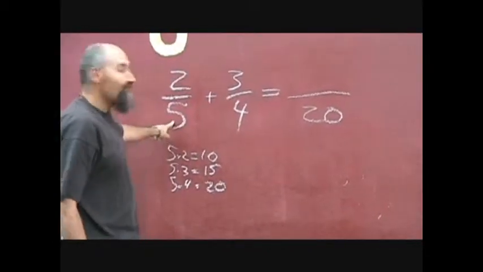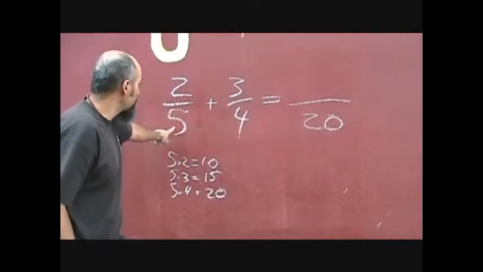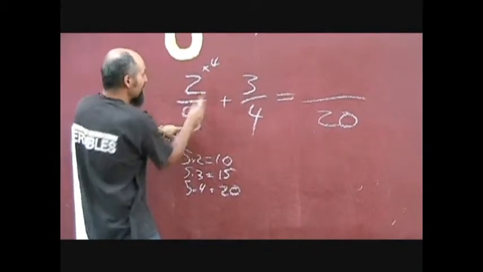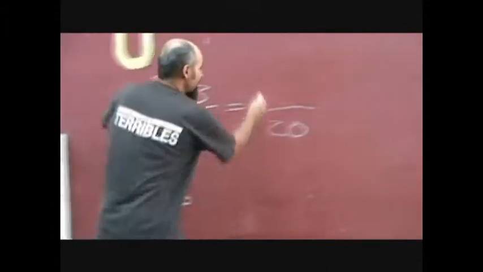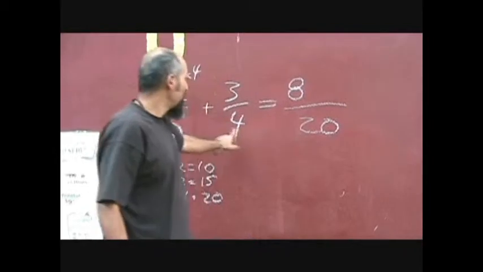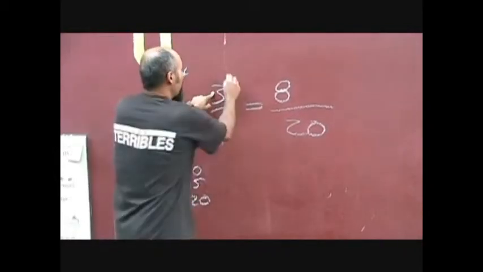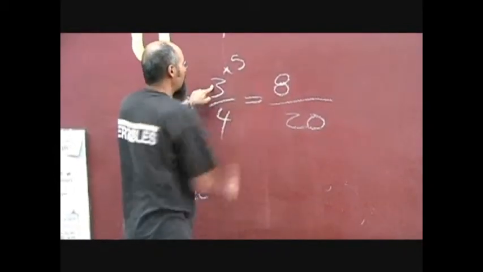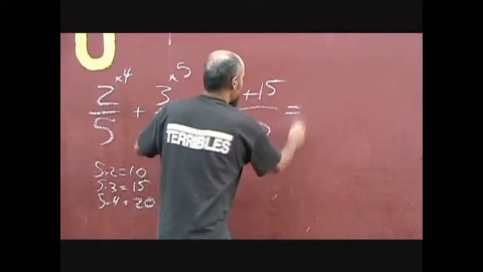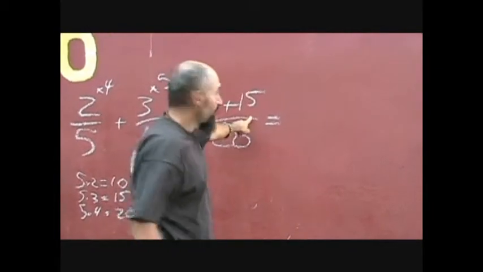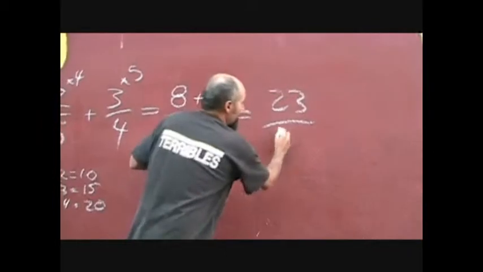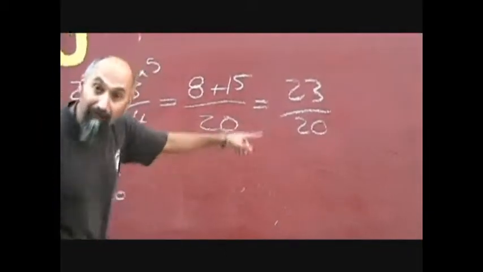Now what did you multiply 5 by to give you 20? You multiply 5 by 4. So you multiply the top by the same number. So 2 times 4 is 8. What did you multiply 4 by to give you 20? Well, you multiply 4 by 5, so you multiply the top by the same number, times 5. 5 times 3 is 15. So plus 15. 8 plus 15 is 23 over 20. That's how you add fractions, okay?